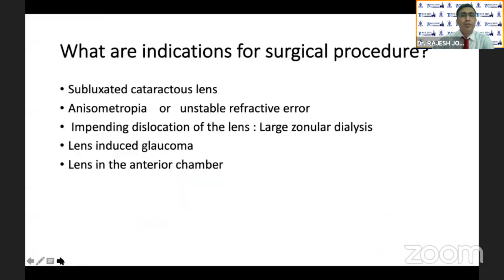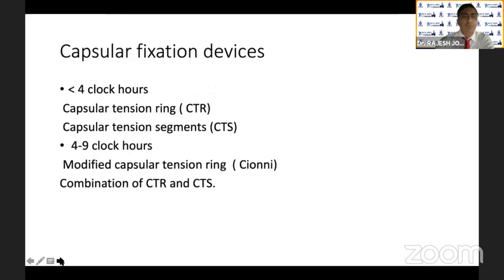Nothing to disclose. Now, before we go on to the surgical pearls, let us see what are the indications for surgical procedure. Subluxated cataractous lens, gross amount of refractive error due to subluxation, impending subluxation of the lens due to large zonular dehiscence wherein the lens is going to fall into the vitreous cavity or come into the anterior chamber, lens-induced glaucoma, lens in the anterior chamber.